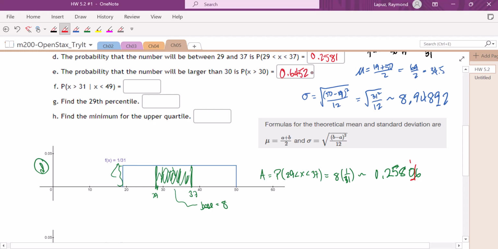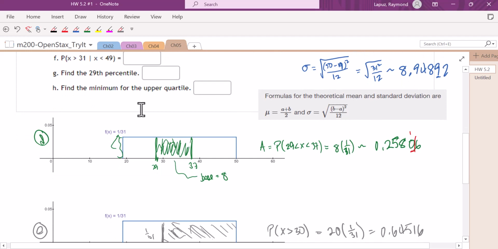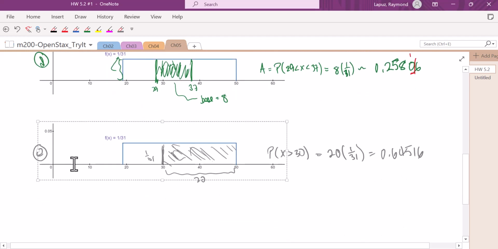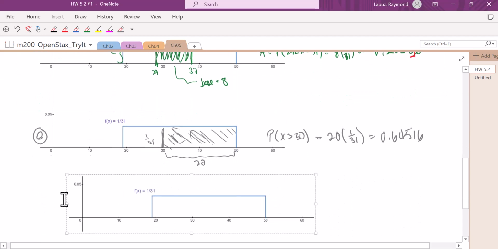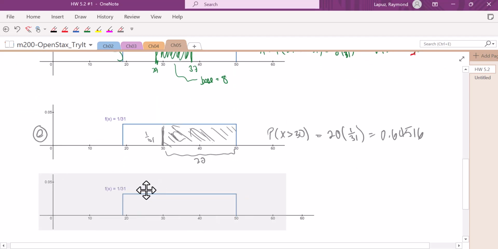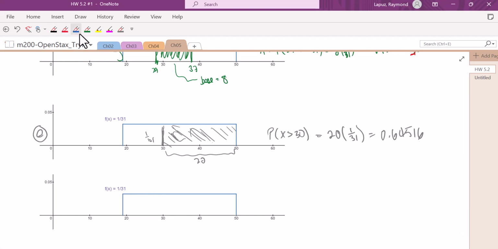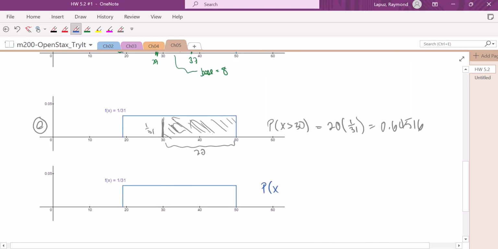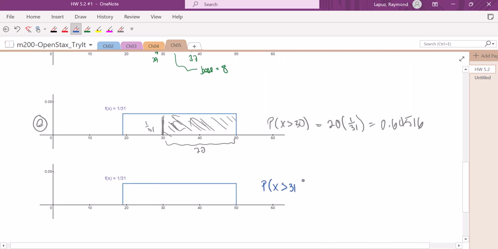0.6452, and that's our problem number E. Now F, they want the probability that x is bigger than 31 given that x is less than 49. So this looks like it is going to involve a conditional probability. Let's write that down again. We're looking for the probability that x is bigger than 31 given that x is less than 49.